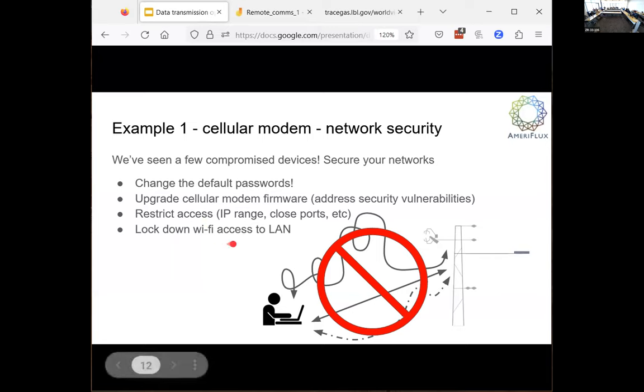from Berkeley Lab. And then lastly, if your local network also has Wi-Fi capability, think about the same things for the Wi-Fi part of your network, because if someone driving by can get in on the Wi-Fi network, they have access to your local network as well.